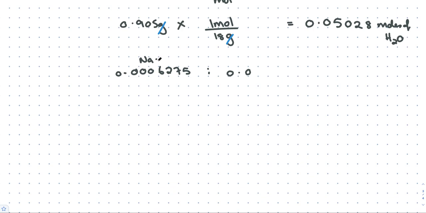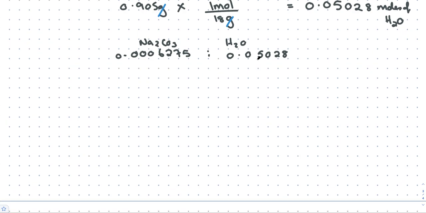So I'll write it above. Na2CO3 is to the water moles. So 0.05028. So we're now going to have to divide to find how many times bigger the water is. So we're going to see how many times this fits into this. So 0.05028 divided by 0.000625. If I do that and I divide it in, I get 8.01. So that tells me that there are 8 times as many water particles as there are sodium carbonate.